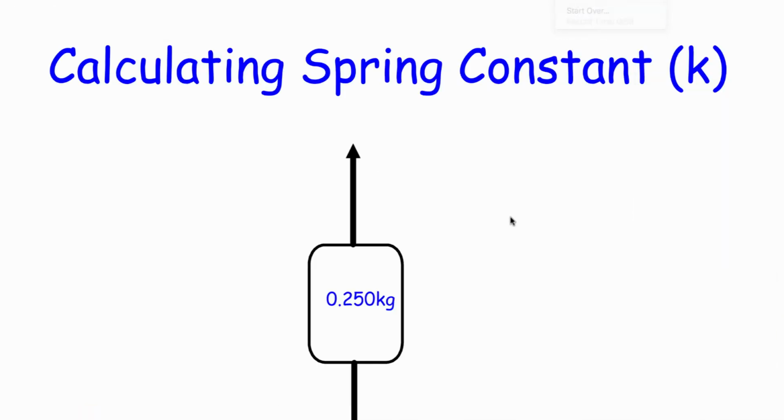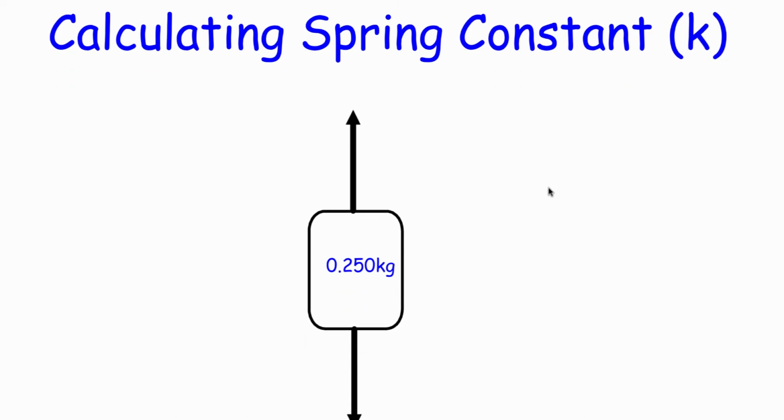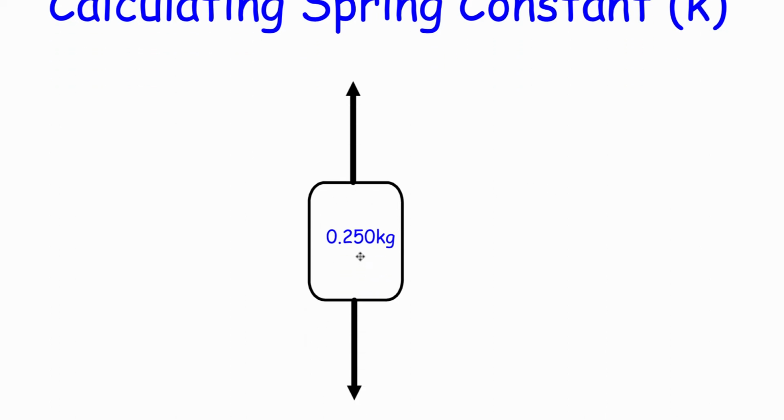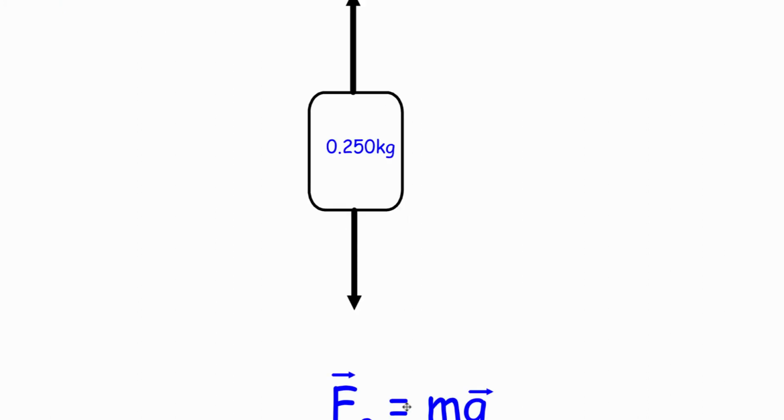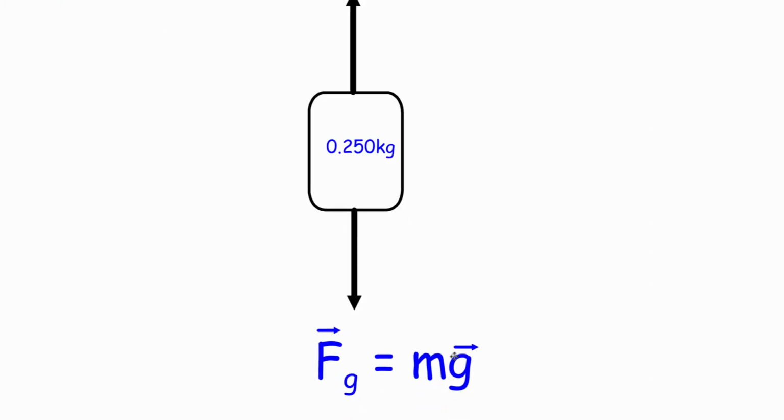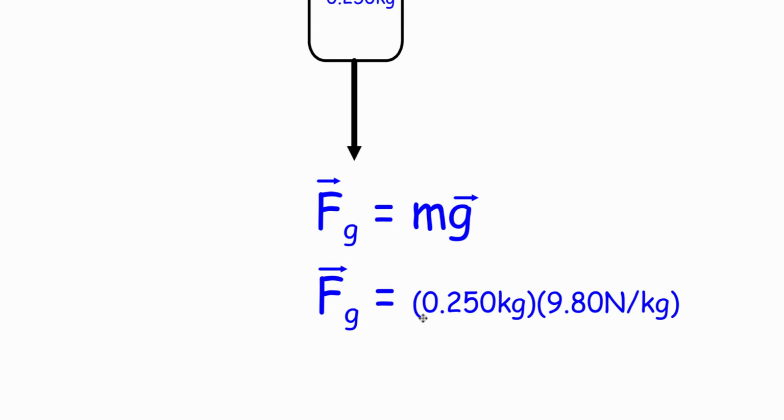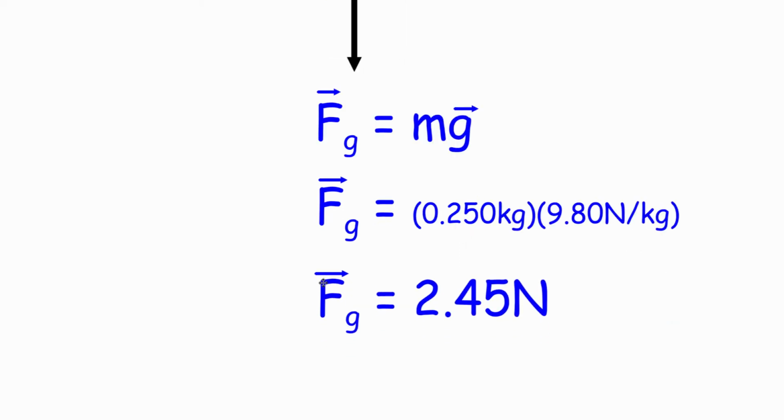Okay, so now to do our calculation for the spring constant, I've made a bit of a free body diagram. We had our 250 gram mass, which is equivalent to 0.250 kilograms. We have gravity pulling down and the spring pulling back. So as we know, gravity is m times g, which in this case is the mass, 0.250 kilogram, times g, which is 9.8 newtons per kilogram. And when we calculate that, we get 2.45 newtons. So that is the gravitational pull down on the mass.